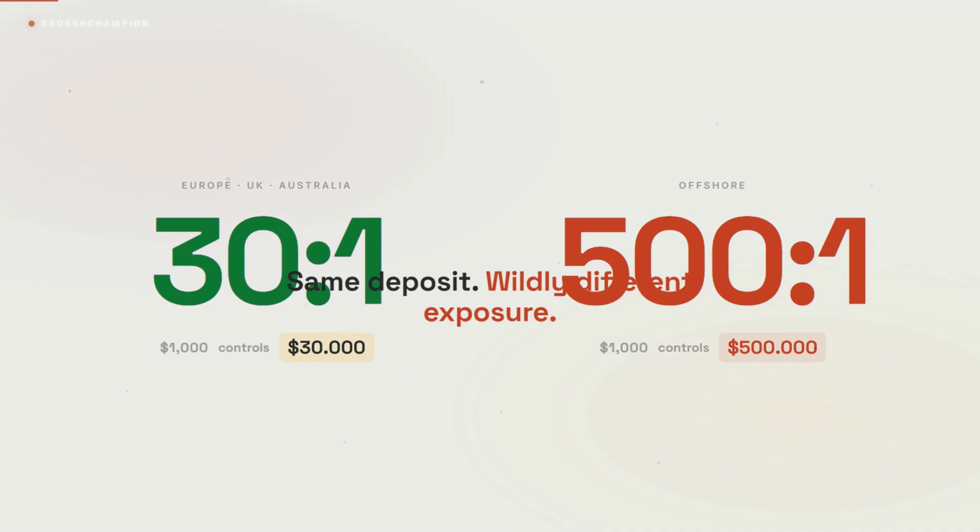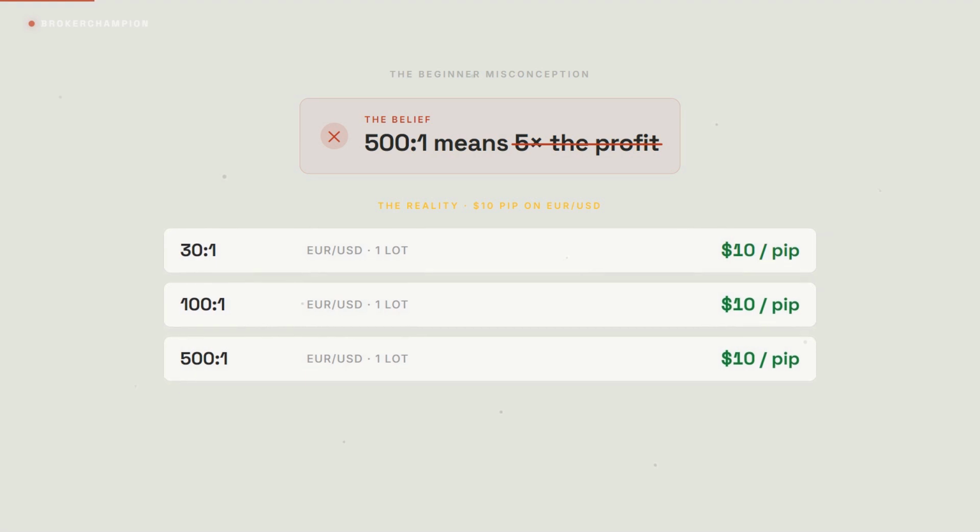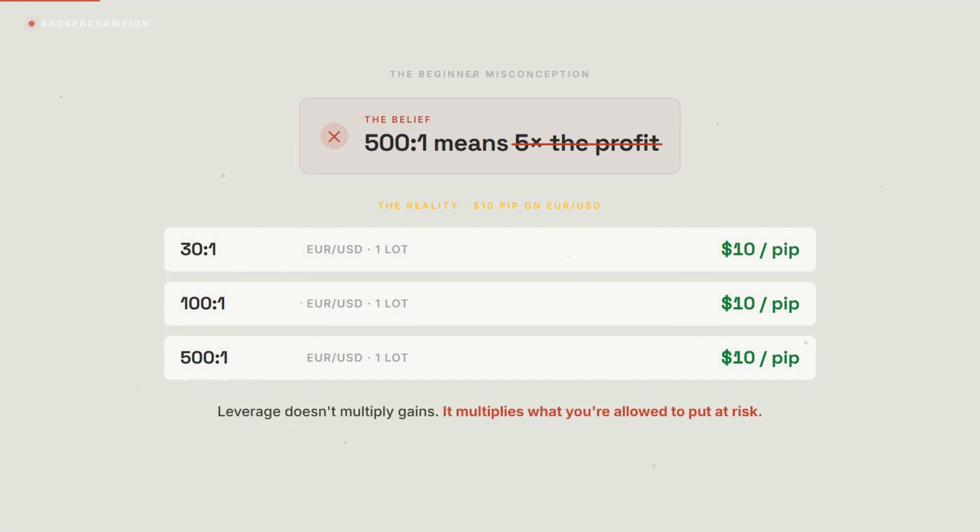And here's where almost every beginner gets it wrong. They look at 500 to 1 and think it means 5 times the profit. It does not. Your profit per pip is determined by lot size, not by the leverage ratio on the account summary. A $10 pip on EUR/USD is a $10 pip at 30 to 1, at 100 to 1, at 500 to 1. Leverage doesn't multiply gains. It multiplies what you're allowed to put at risk. That distinction is the whole video, so let's pull it apart.